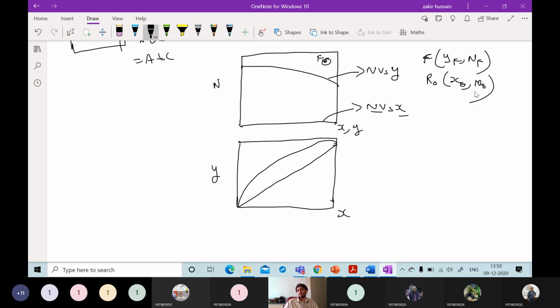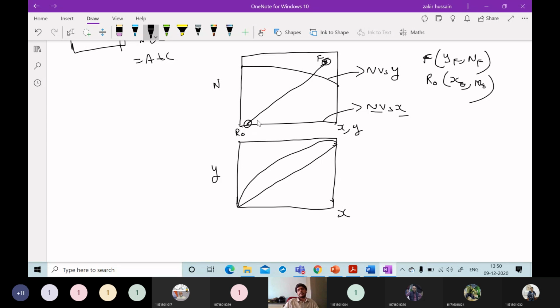Usually this n naught will be 0, because n is not at all a function of x. Because of this, this point is always going to lie very near to 0, that too on the n equal to 0 line only, on the x-axis only. So after drawing these points, just draw a straight line connecting R naught and F. You have to connect them with a straight line.